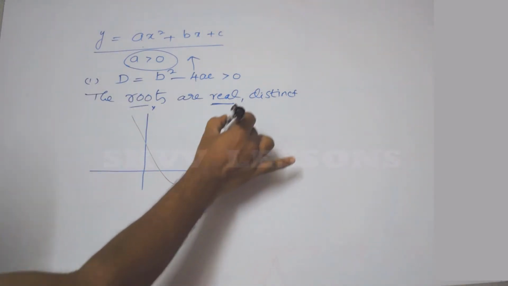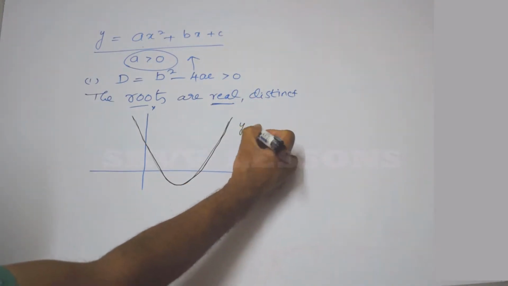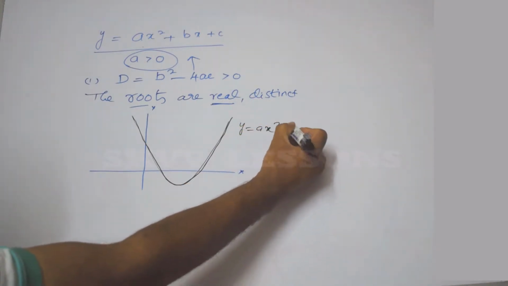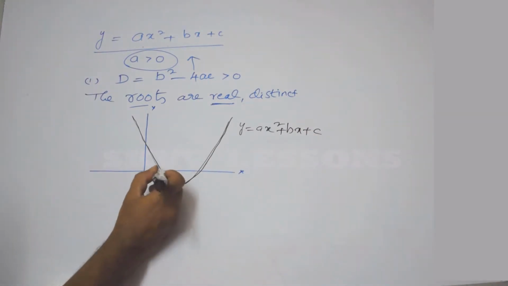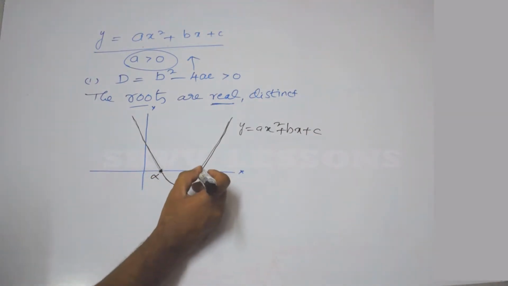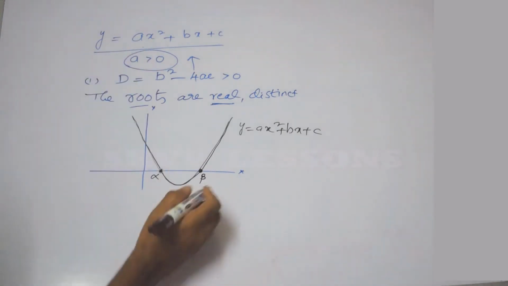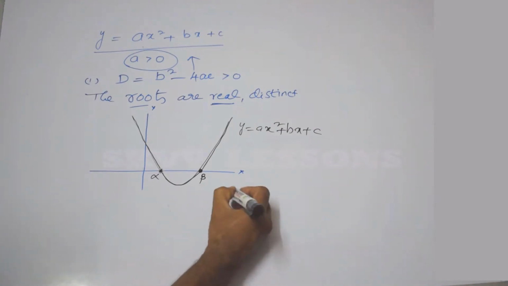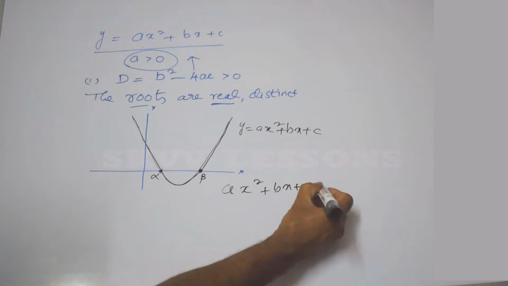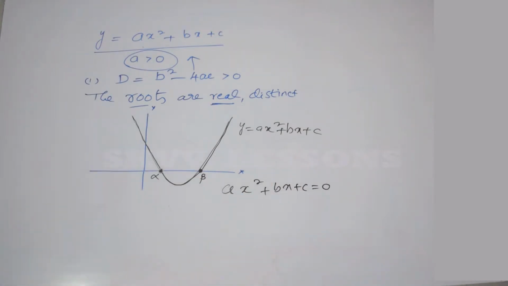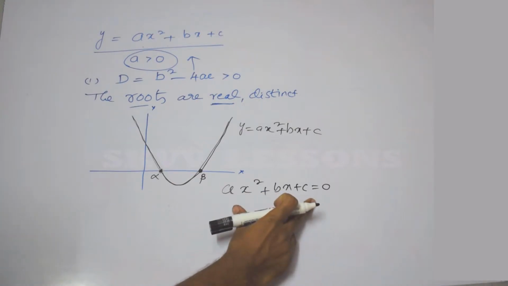So, the graph of y equals ax square plus bx plus c looks like this. Now we can see here, this is alpha, and this is beta. Alpha comma beta are the roots of the quadratic equation ax square plus bx plus c equals 0.